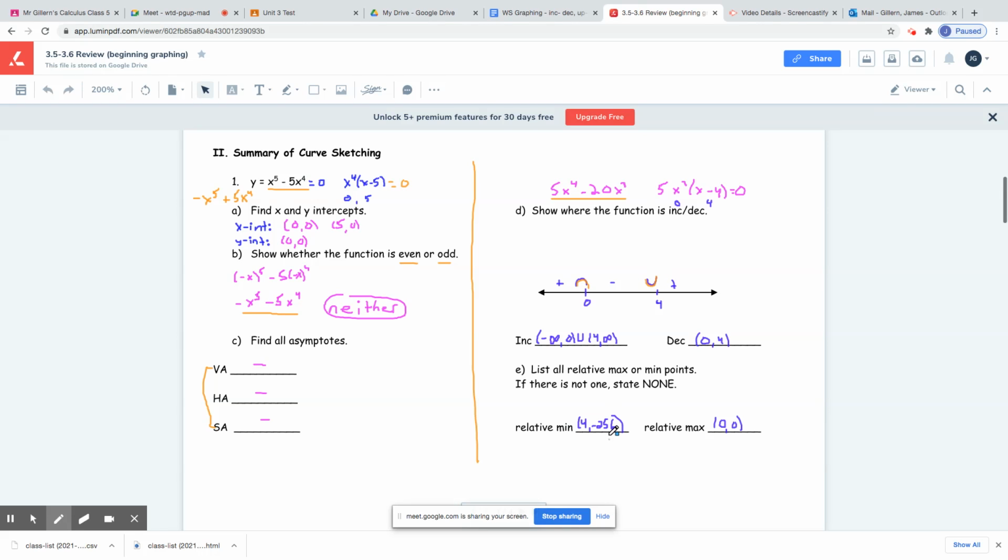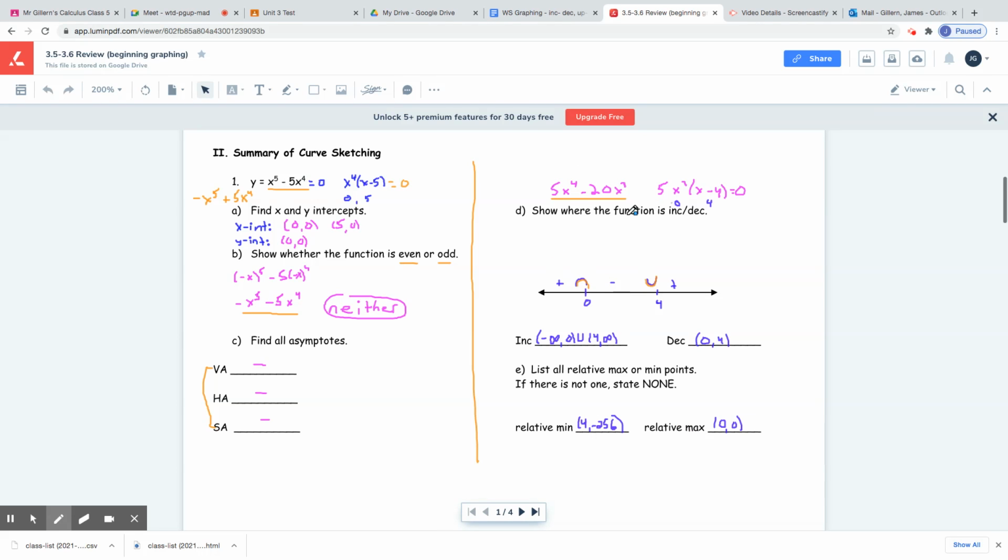And to get these y values, I plugged back into the original. So this is a big number, negative 256. So we plugged 4 in. 4 to the 5th is a big number. 4 to the 4th is a big number. So you ended up with negative 256 for that problem. So the relative min was at 4, negative 256. And the max was at 0, 0.